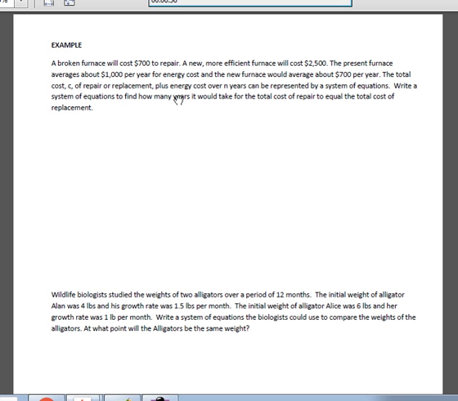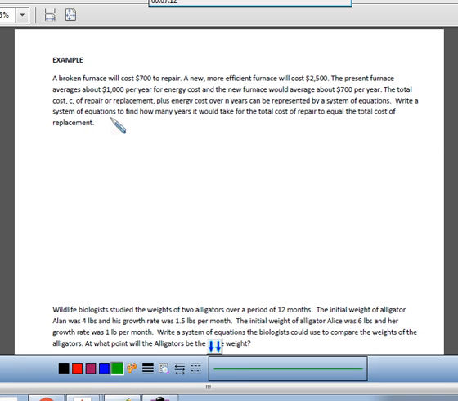The total cost, C, of repair or replacement, plus energy cost over n years can be represented by a system of equations. So our job is to write a system of equations to find how many years it would take for the total cost of repair to equal the total cost of replacement. Now, this is a word problem. So what does that mean? It means I'm going to use BUCKS.